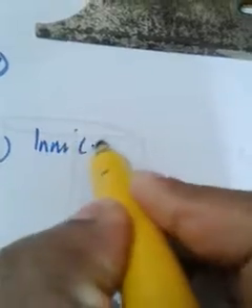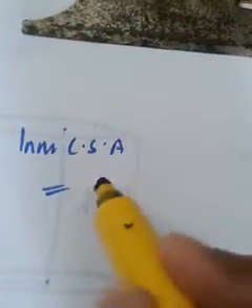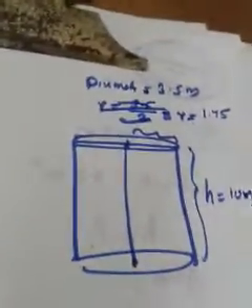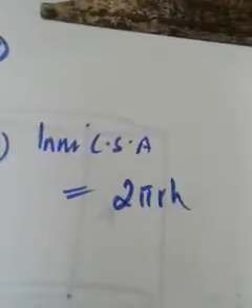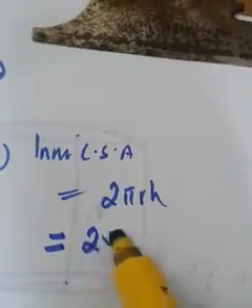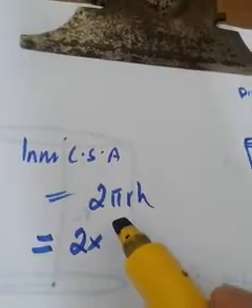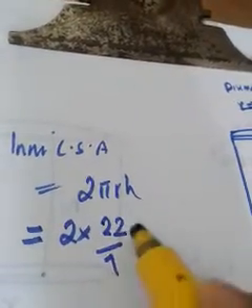I already mentioned in one problem, whether it is inner curved surface area or outer curved surface area, the formula is the same. What is that? 2 pi RH. In the case of a cylinder, curved surface area is 2 pi RH. So it implies 2 into, what is the value of pi? You can substitute 22/7.